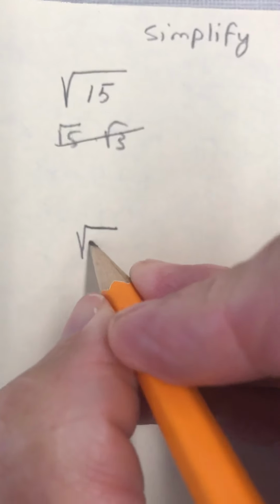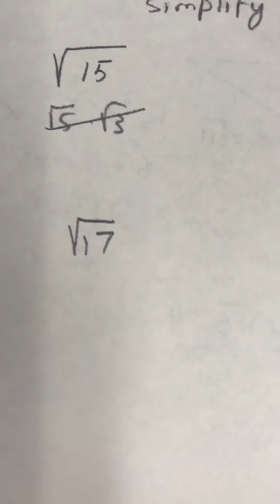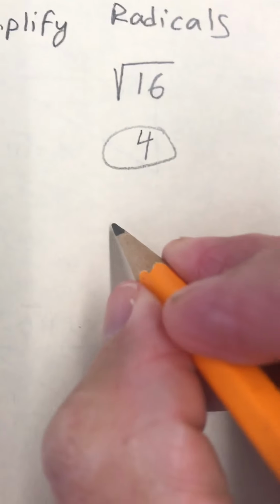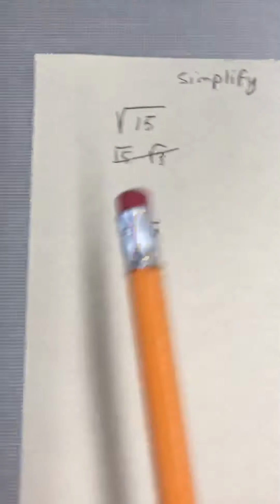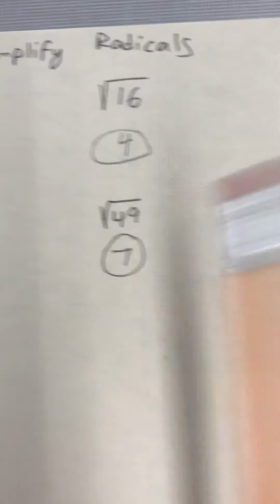How about radical 17? Done. Nothing else you can do to radical 17. Let's pick another one that comes out very nicely. We'll say radical 49. That's 7. So you see this? Category 1, category 2.